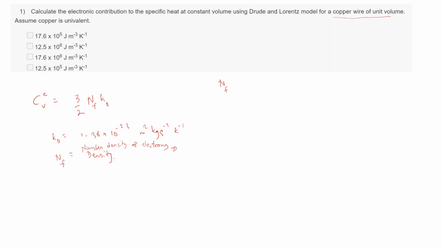And for copper wire of unit volume, we have to assume that copper is univalent. So the number of atoms is equal to the number of electrons, since it is univalent. So how do you calculate nF? You first find out the number of atoms per unit volume.